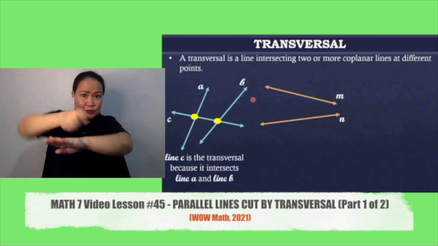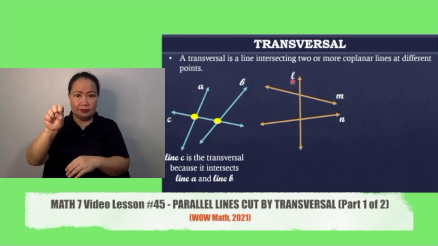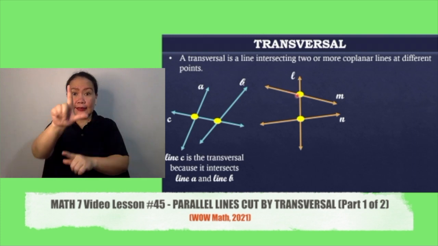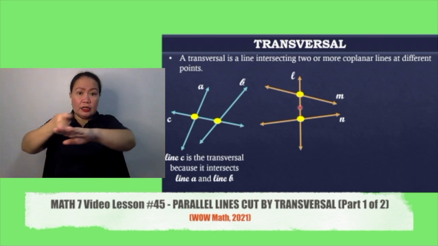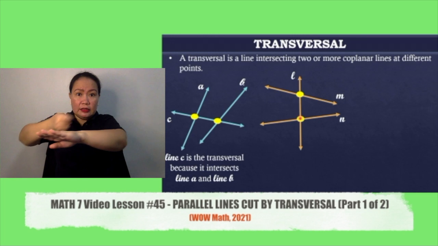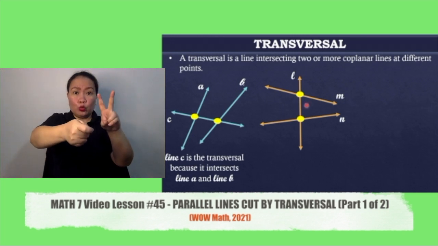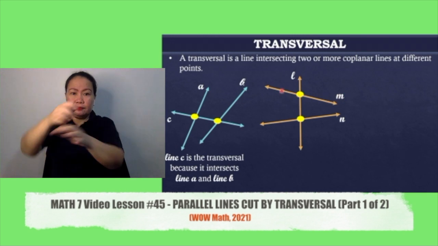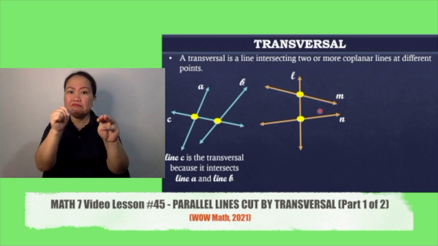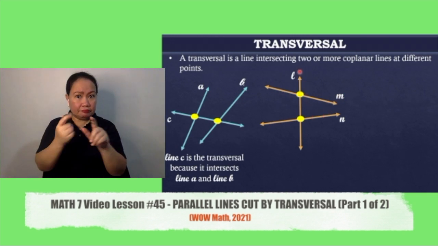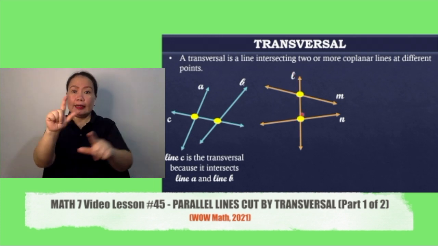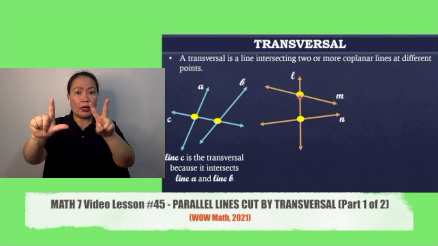Next, in this figure, line L is your transversal. Bakit? Dapat at least two different points. So, ayan po. Magkaibang points dapat ang tinatamaan niya. Okay? So, again, line M is not your transversal kasi pag ito, isa lang yung point niya. Ganon din si line N. So, line L dapat ang iyong transversal dito kasi dalawang points ang in-intersect niya na magkaiba.